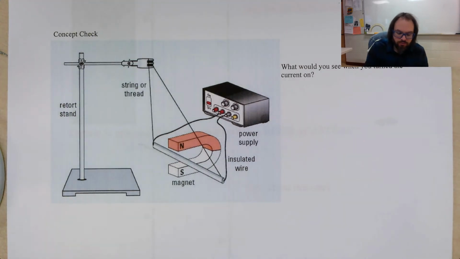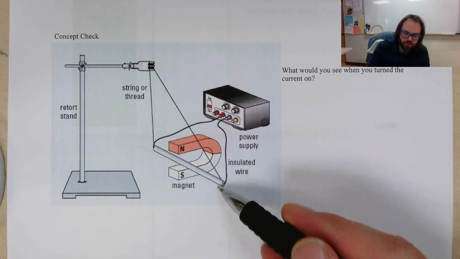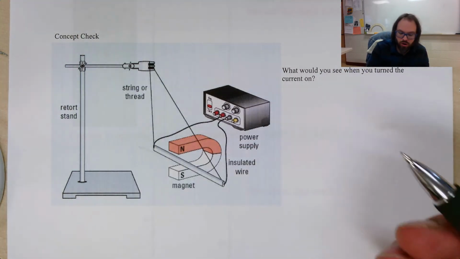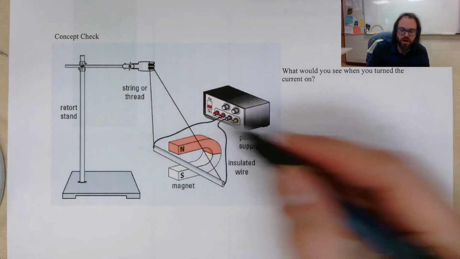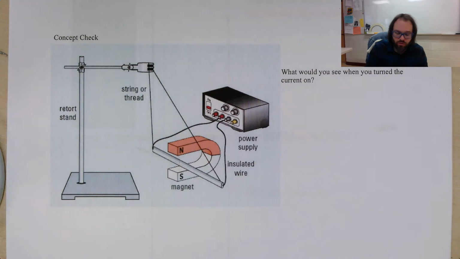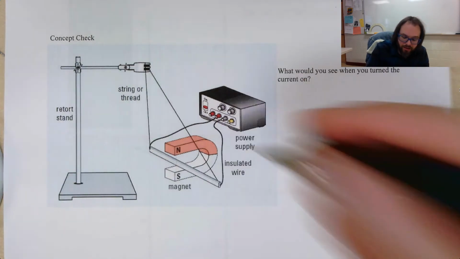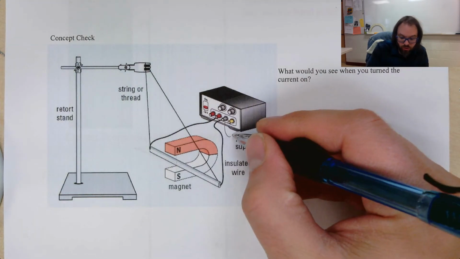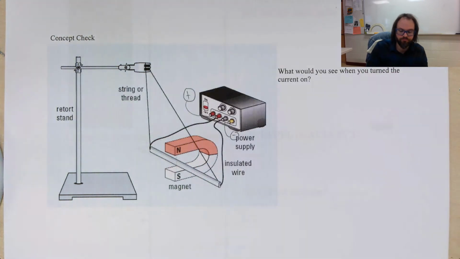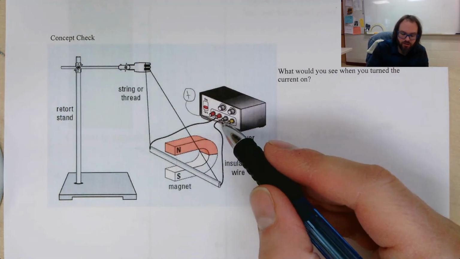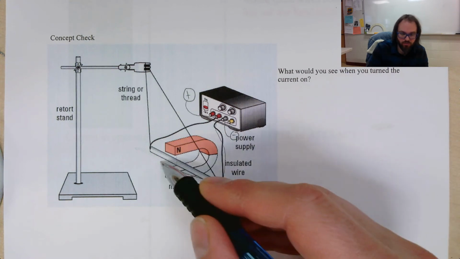In this diagram, we notice we have a current conducting wire, and we have a magnetic field, and we have a power supply. One thing to remember is that black is normally my negative, and red is normally my positive. So in this case, the current is going to be flowing this way.